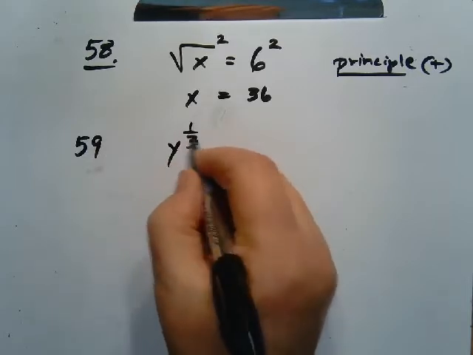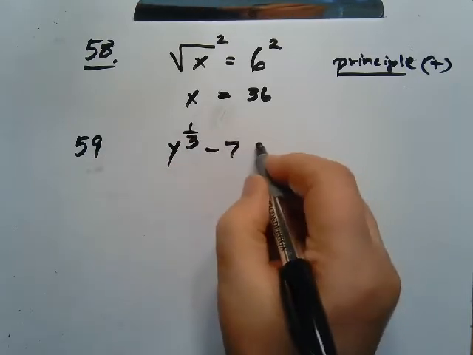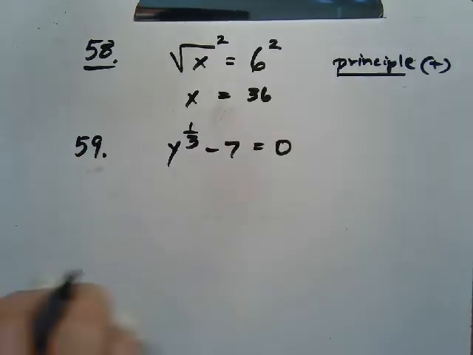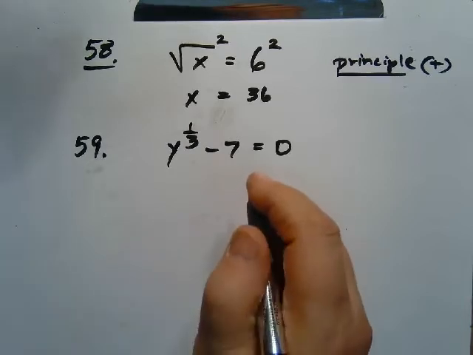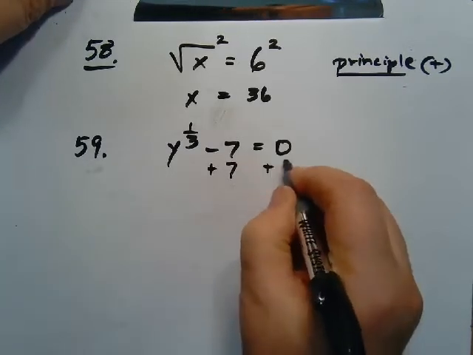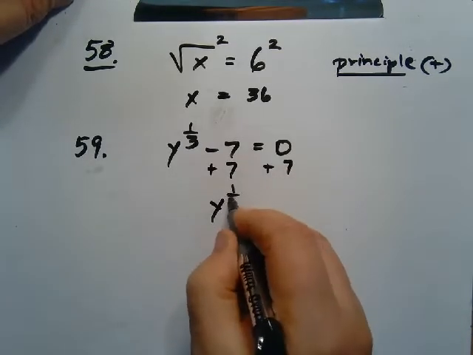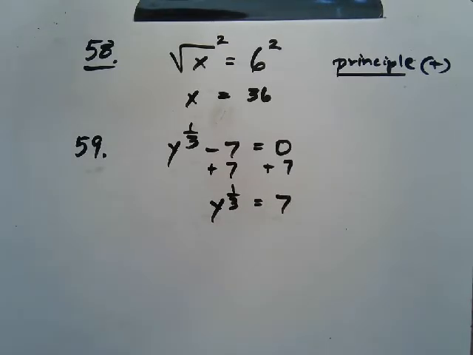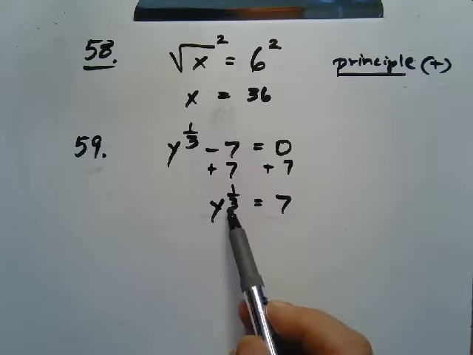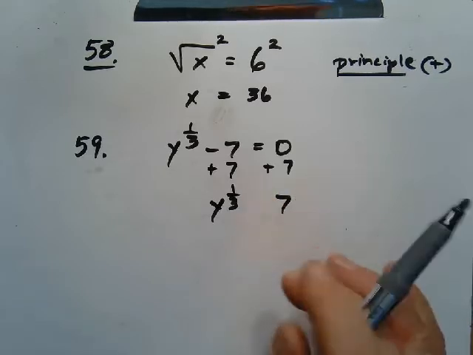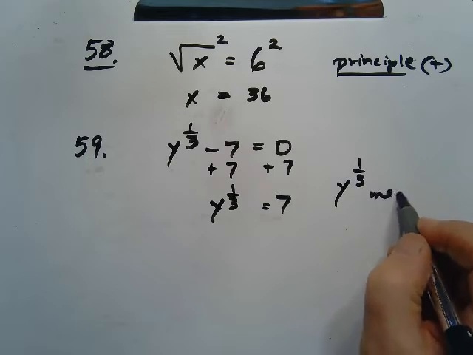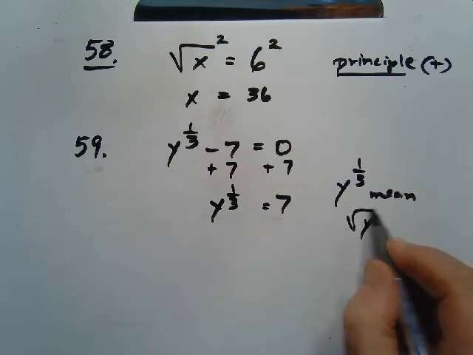y to the 1/3 minus 7 equals 0. Okay. Well, what's been done to y? It's been raised to the 1/3 power, and then 7 was subtracted. So we're going to add 7 to both sides, and we get y to the 1/3 equals 7. So how do you undo a power of 1/3? Well, that means the cube root, doesn't it? y to the 1/3 means the cube root of y.